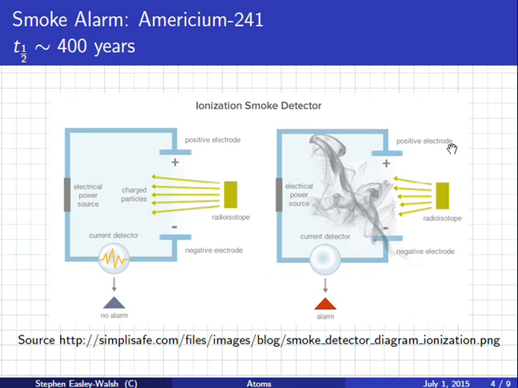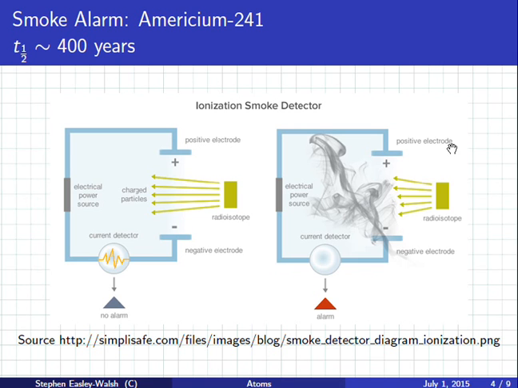Now, when there's smoke in the room, like here, the alpha radiation cannot ionize the air because there's smoke in the air. It's not able to ionize it. So then what will happen to the current? It turns off. And then when the current turns off, then the alarm turns on. So this is how the smoke alarm works.